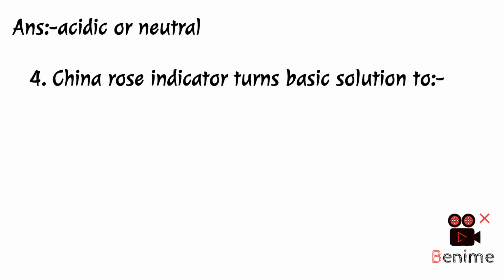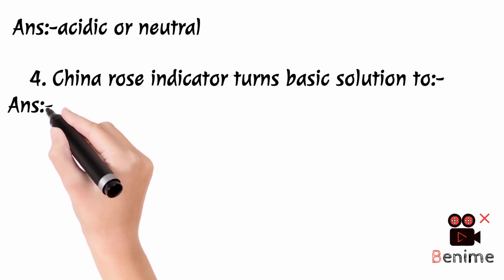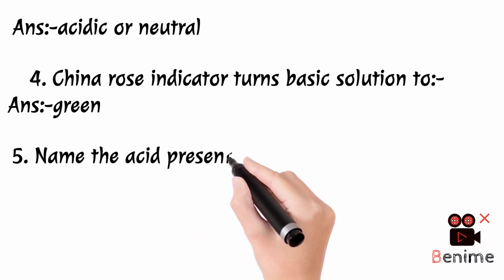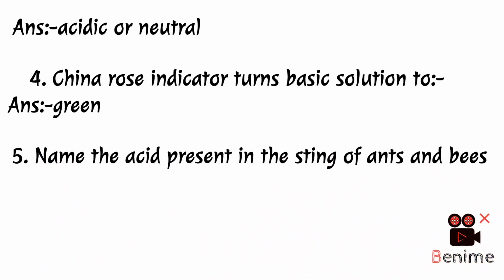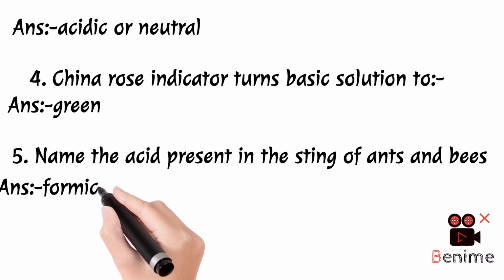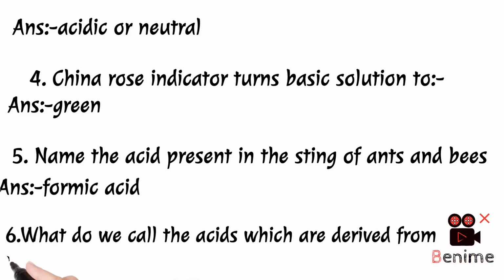Question number 4. China rose indicator turns basic solution to green and acidic solution to magenta color. Question number 5. Name the acid present in the sting of ants and bees. It's formic acid and it is also called methanoic acid. Calamine solution, which contains zinc carbonate, is applied over the skin to give fast relief from the pain.